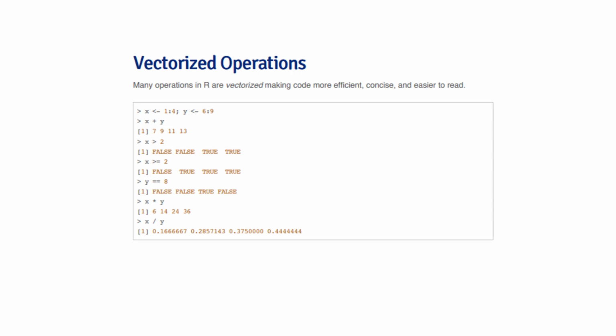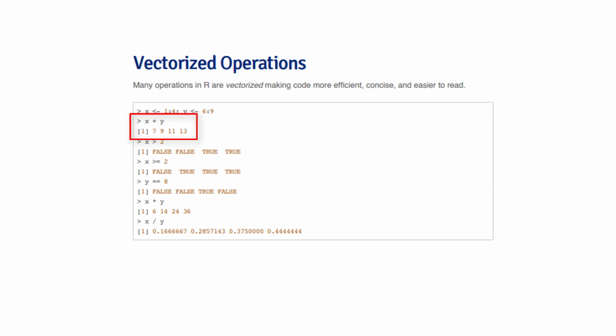So the idea with vectorized operations is that things can happen in parallel when you, for example, want to do a computation. Suppose I have two vectors here, x and y. x is the sequence 1 through 4 and y is the sequence 6 through 9. And I want to add the two vectors together. When I say I want to add them, what I mean is I want to add the first element of x to the first element of y, the second element of x to the second element of y, the third element to the third element, etc. So I want to do things in parallel like that.